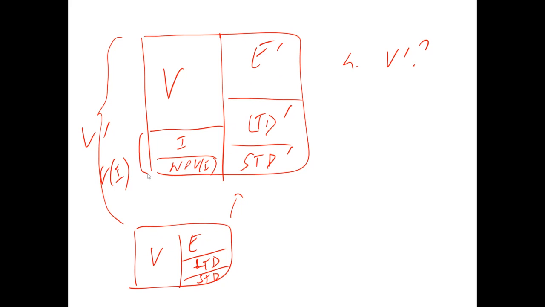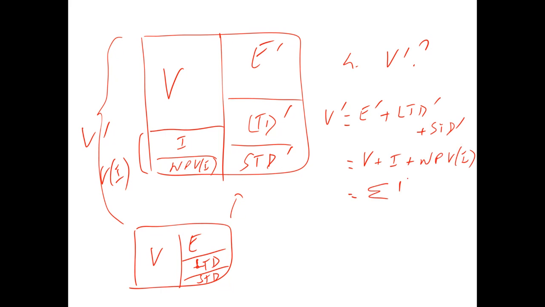So the idea is to measure V prime, that is to say the value of the firm after the investment. What is that? Well, the value of the investment is the value of the debt plus the value of the short-term debt. But the value of the firm is also the value of the firm before plus the investment plus the NPV of the investment. And the value of the firm is also the sum of the free cash flow discounted at K prime. So you have all that to compute the firm value.